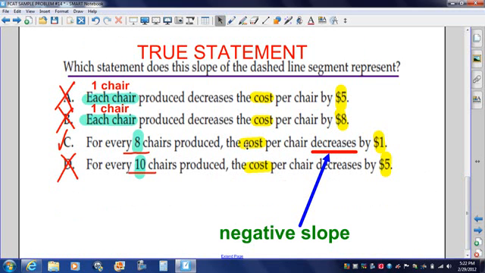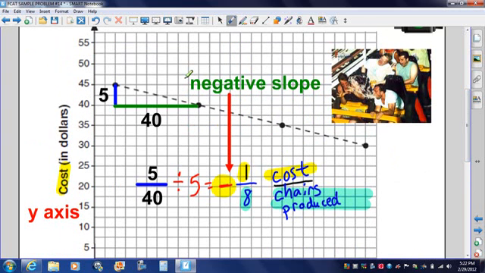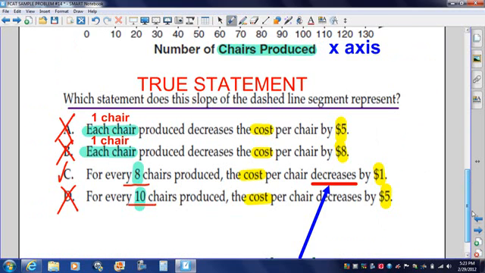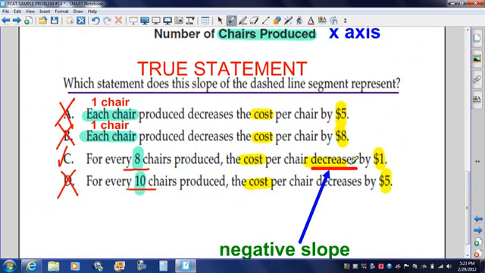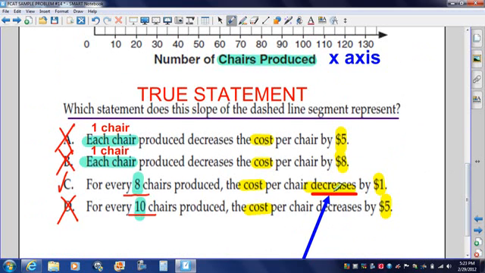Now, finish checking it to see if it makes sense. The cost per chair decreases by $1. Well, my cost is 1, but remember that negative sign? That means that my cost is decreasing. So there's my decreases for my negative slope. My cost is decreasing by $1. So C is going to be our perfect, precise answer.